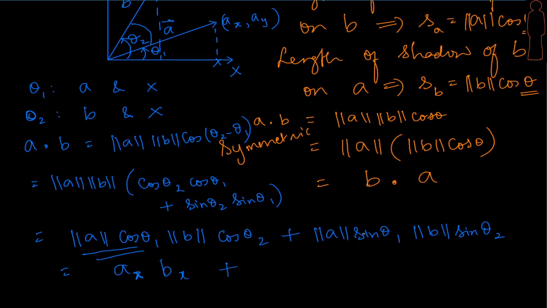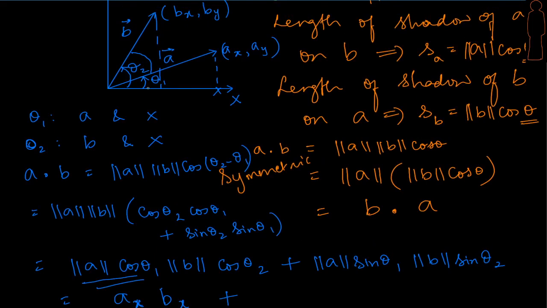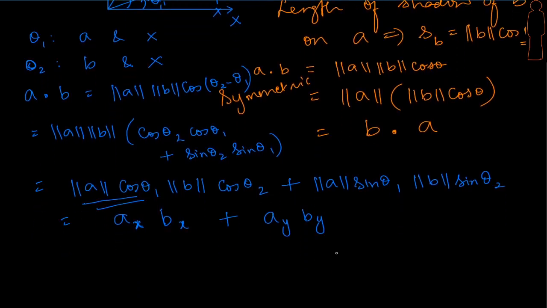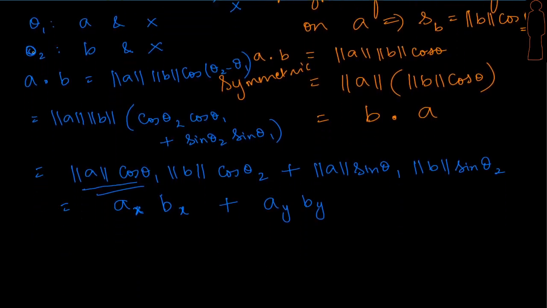Plus. Now look at this, it must be simple now. Magnitude of A times sin theta 1 is going to be this part, which is the y component of A, and similarly B sin theta 2 is going to be the y component of B. So therefore this is going to become Ay times By. Well, look at the interesting formula that we have come up with.